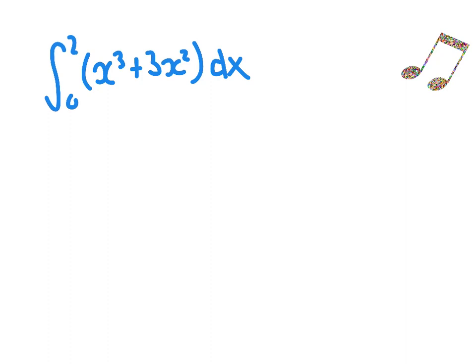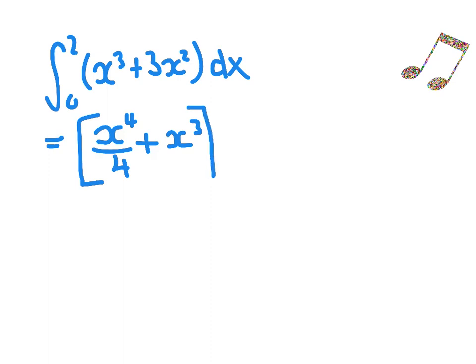Next example is on page 7 as well. We're integrating x cubed plus 3x squared between the values of 2 and 0. So I'm going to go ahead and do the integration. So x to the power of 4 over 4 plus, now this is going to be 3x cubed over 3, so the 3's are going to cancel out, so I'm going to go straight to x cubed. It's in square brackets because I've not evaluated yet. I don't need my plus c because it's a definite integral, not indefinite. And the values I'm going to substitute in are 2 and 0.